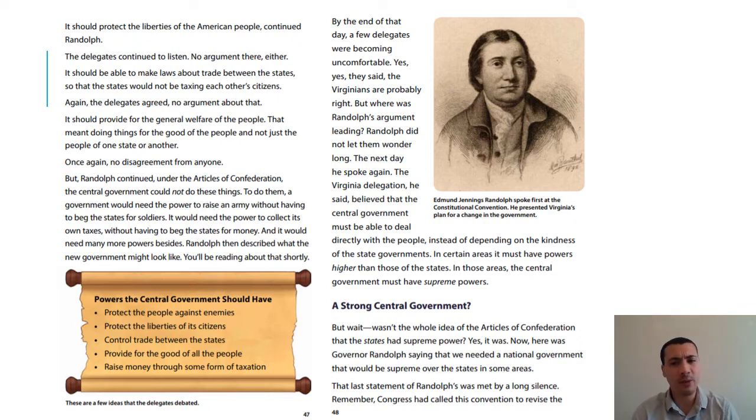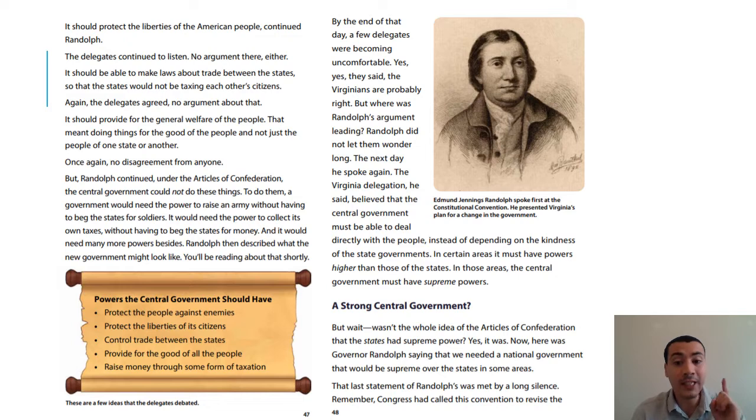A strong central government? But wait! Wasn't the whole idea of the Articles of Confederation that the states had supreme power? Yes, it was. Now, here was Governor Randolph saying that we need a national government that will be supreme over the states in some areas. That last statement of Randolph was met by a long silence.